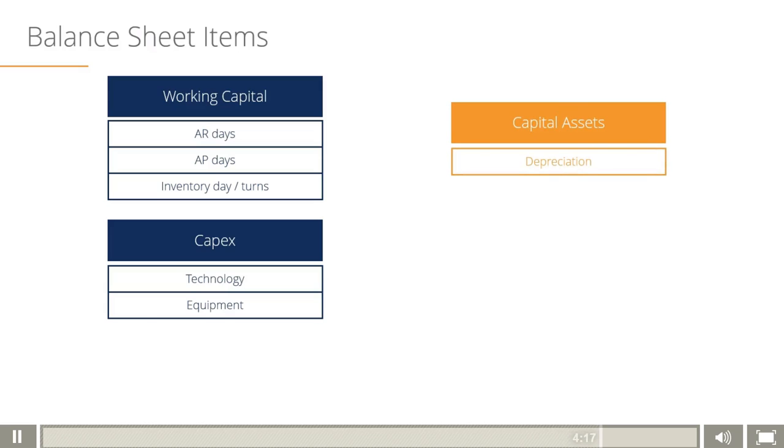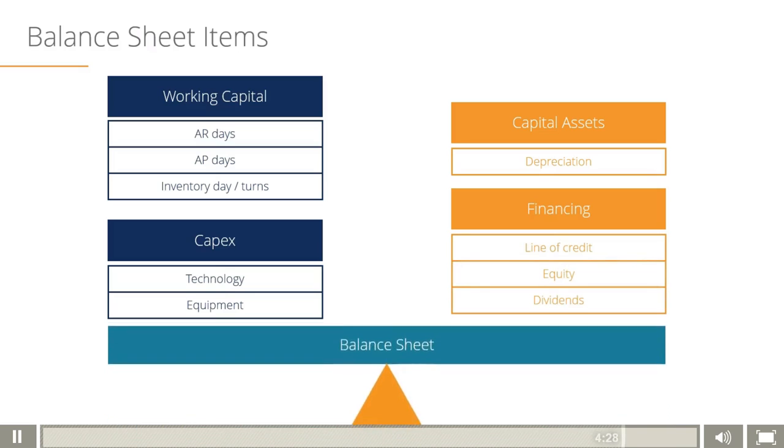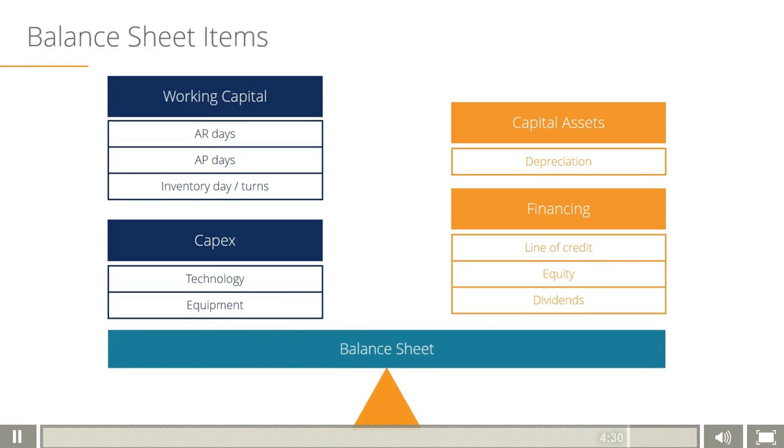We're going to model our capital assets. We're going to need to show depreciation. We're going to need to look at financing and understand whether this business could have a line of credit, whether it should be funded with equity, if it's in a position to pay any dividends as well. And then all told, we can have a balancing balance sheet.